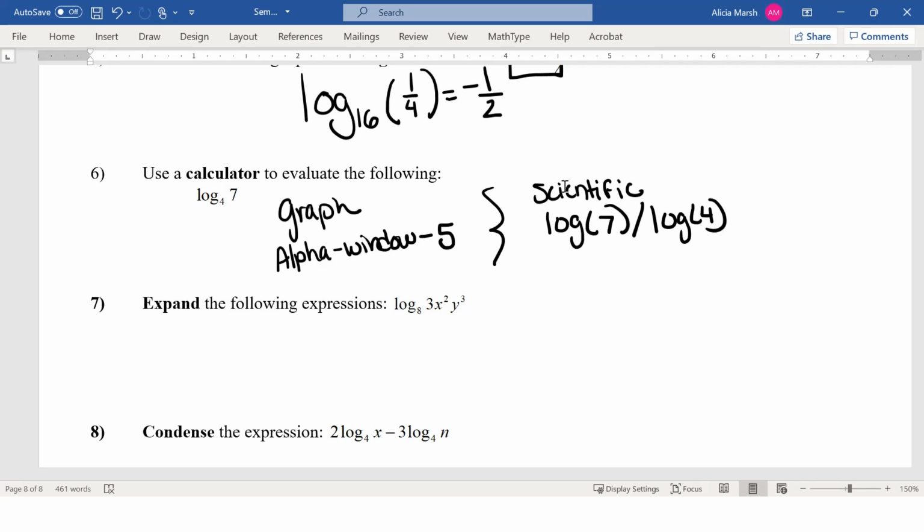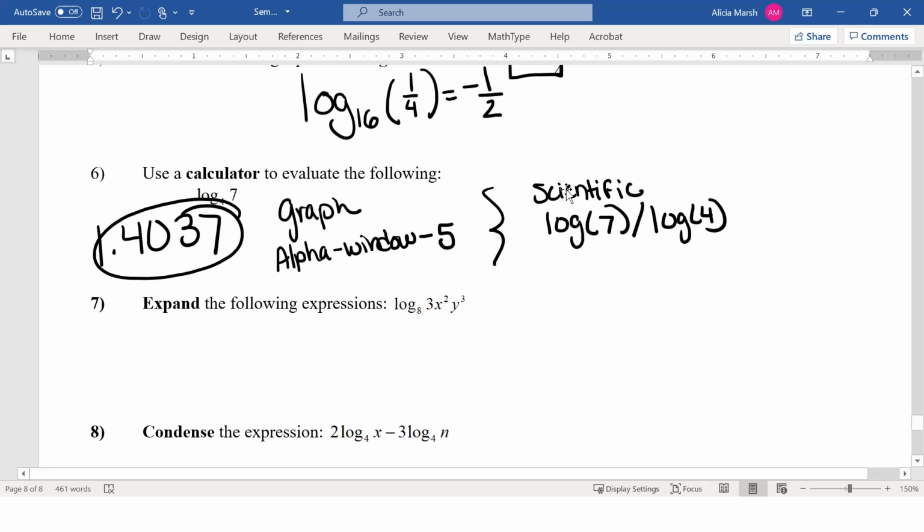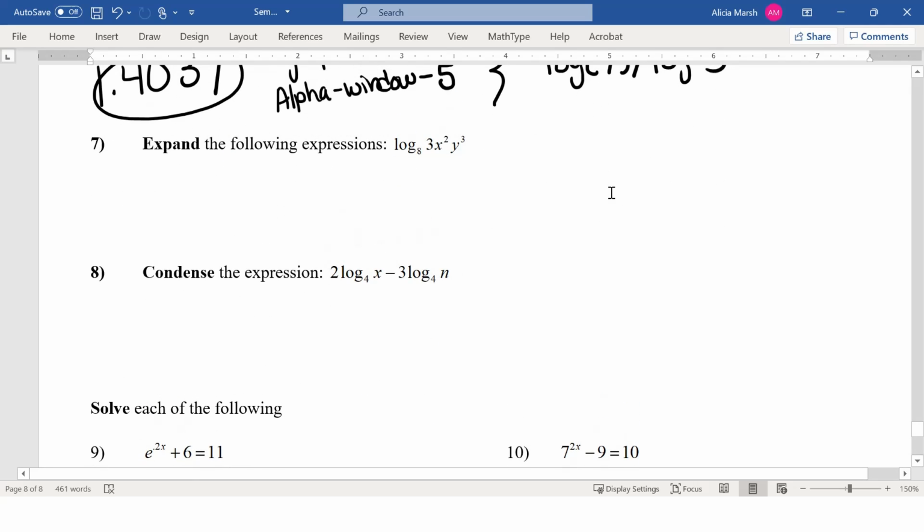For this one in particular, I get an answer of 1.4037. Okay, so depending on how you do it, doesn't matter how, just make sure you know how to get that value. And then we worked on expanding and condensing.